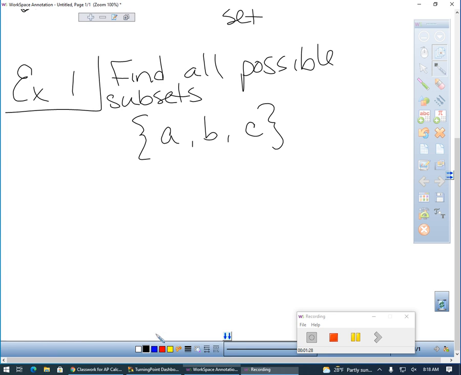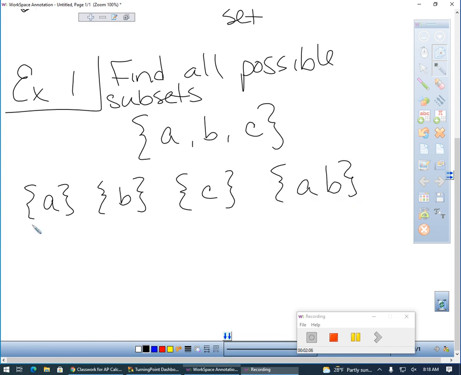All right, so we're going to list each one of those sets. The first one, I'm going to do all the individual letters. And you should put brackets around each one. So the first set is just A. The next subset is B. Next one is just C. Then I can do a combination of 2 letters together. So we can do AB. We can do AC. And we can do BC.